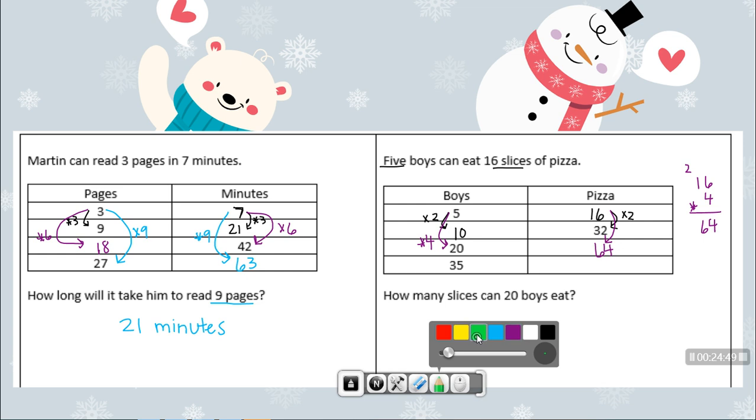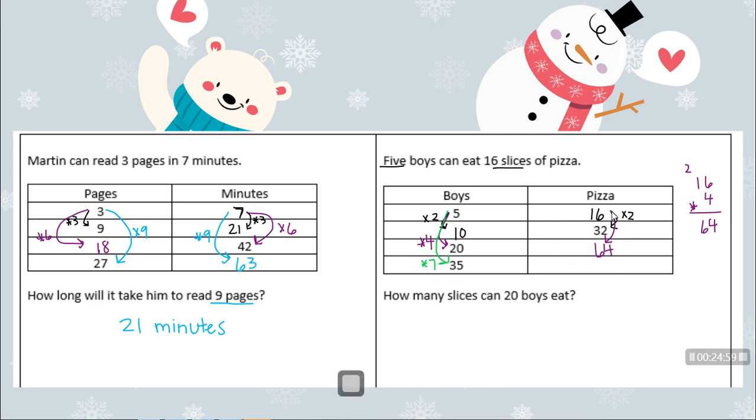And now let's do the last one. 5 times what would get me to 35? 5 times 7. So we need to do 16 times 7. Again, I don't know this one off the top of my head, so I'm going to come over here and work it out. 7 times 6 is 42. Carry my 4. 7 times 1 is 7 plus the 4. 8, 9, 10, 11. So that's 11. So 112. If I have 35 boys that are eating some pizza, I probably need to get about 112 slices. Now, let's look at the question. How many slices can 20 boys eat? 64 slices.